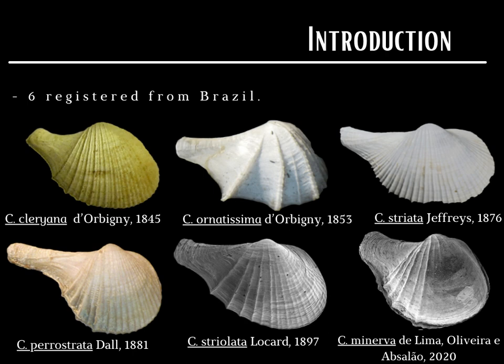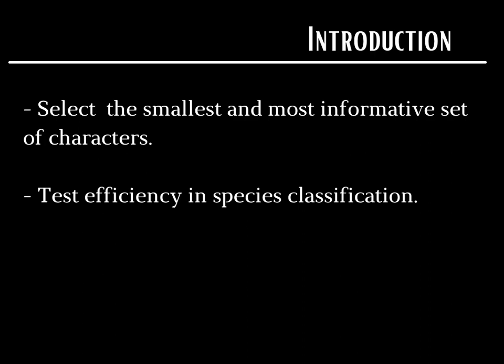Today from Brazil, we have 6 described species: Cardiomya clariana, Cardiomya ornatissima, Cardiomya striata, Cardiomya perrostrata, Cardiomya striolata and Cardiomya minerva. And the purpose of this work is to select the smallest and the most informative set of characters and test their efficiency in species classification.